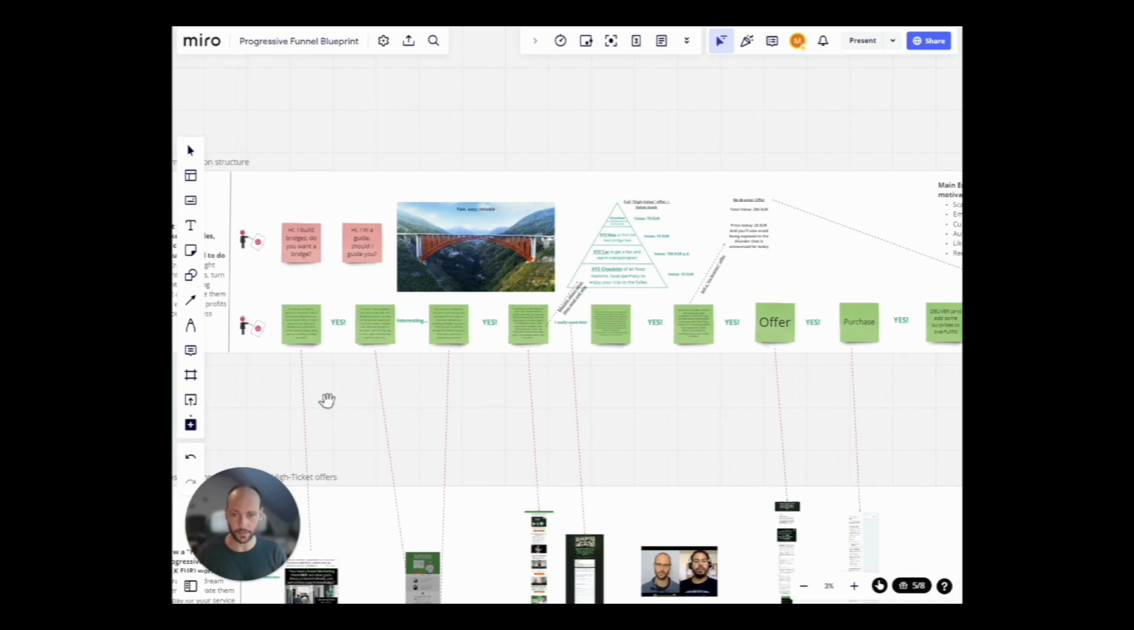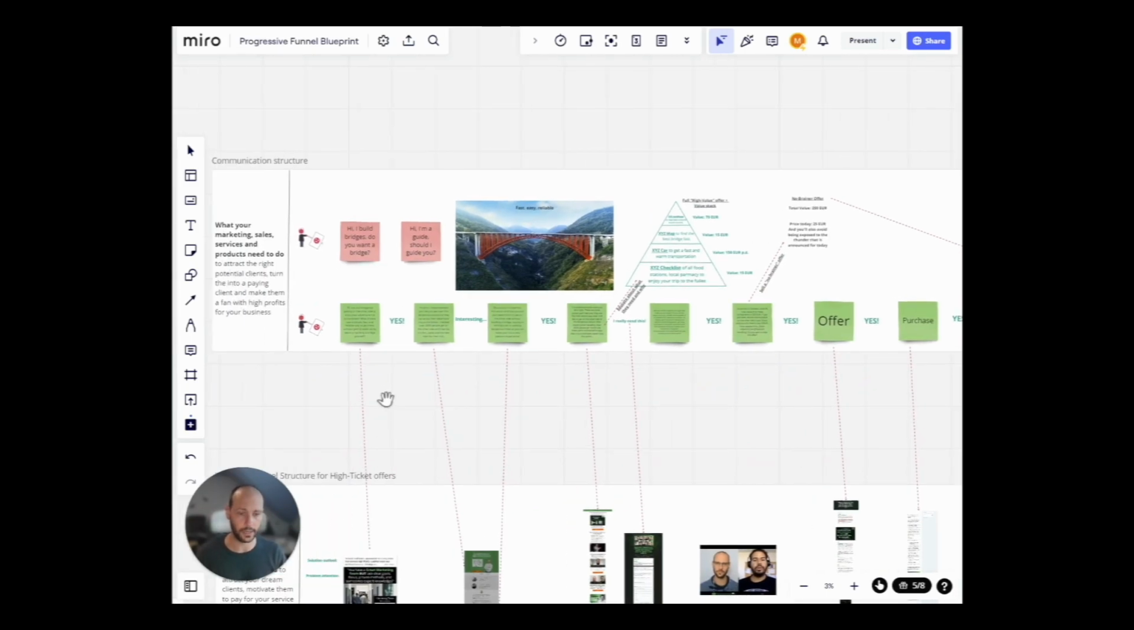Now, of course, you might be wondering, okay, I don't know the problems of my clients. I don't know what they want. I don't know what I should sell. If you are a service provider, it might seem very complicated. Good news is you can do that with AI.